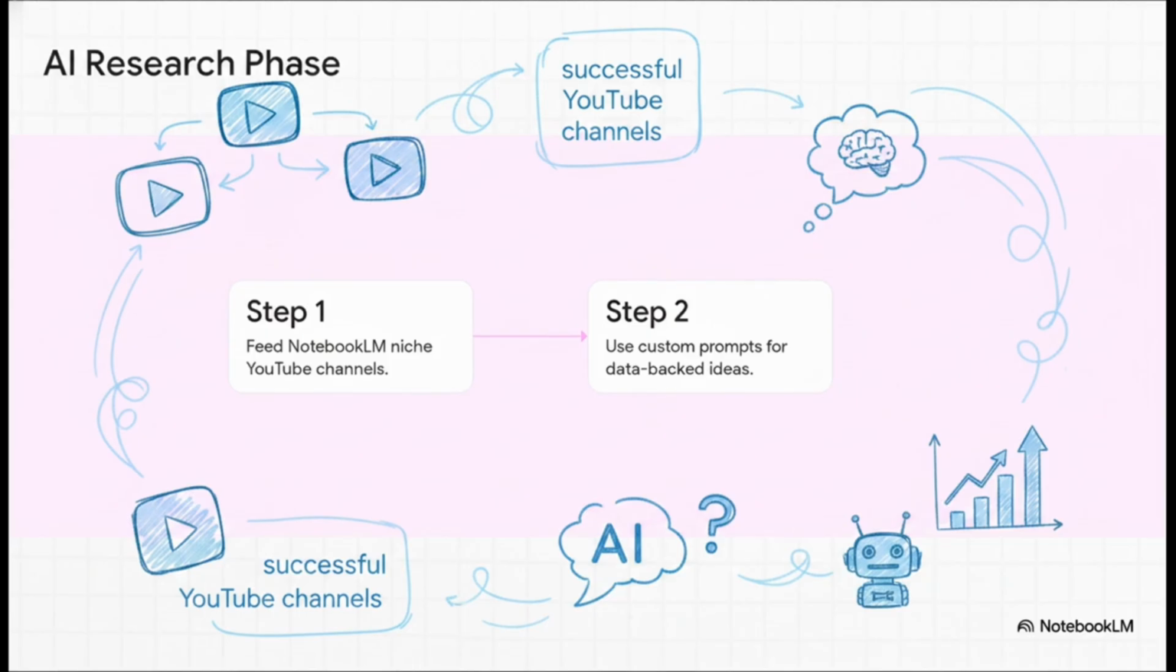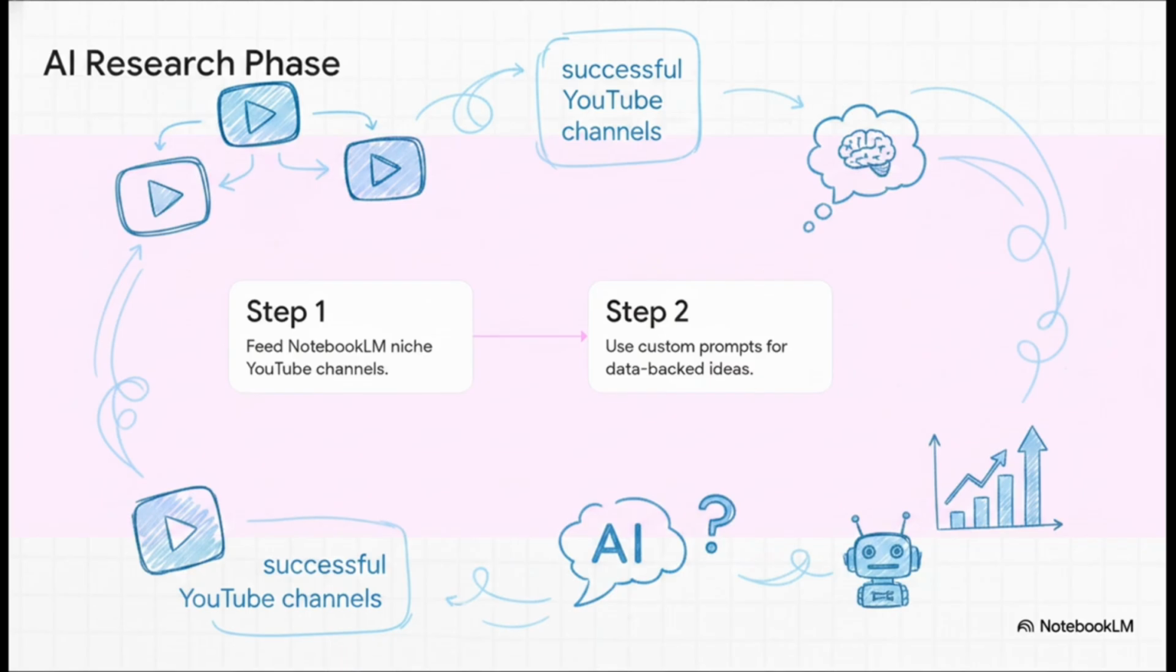Step 1 is bringing in Google's Notebook LM, but we're not just using it for taking notes. You're actually using Notebook LM as a dedicated content strategist. You feed it links to successful YouTube channels right within your niche. By handing the AI this massive library of proven, high-performing content, it learns what actually works.